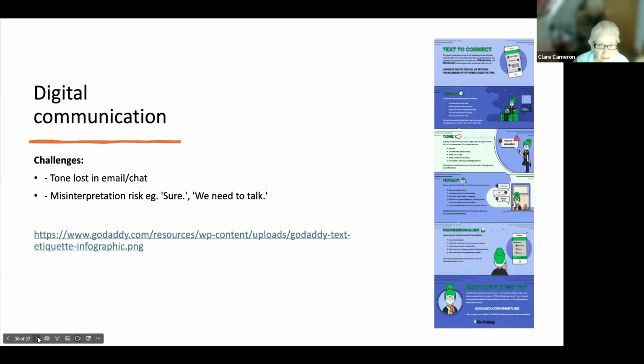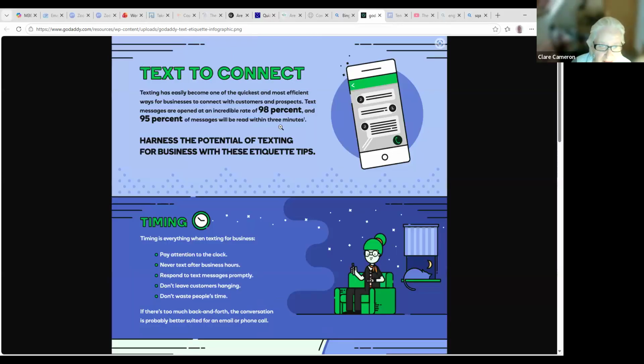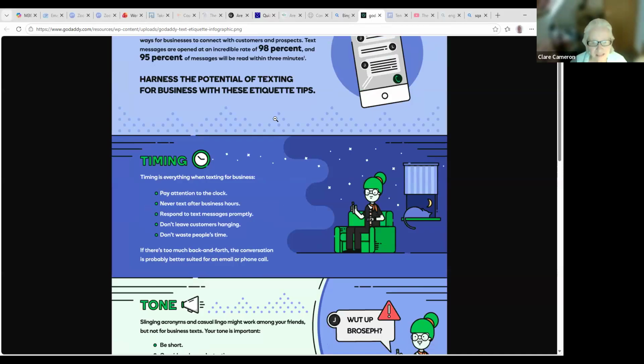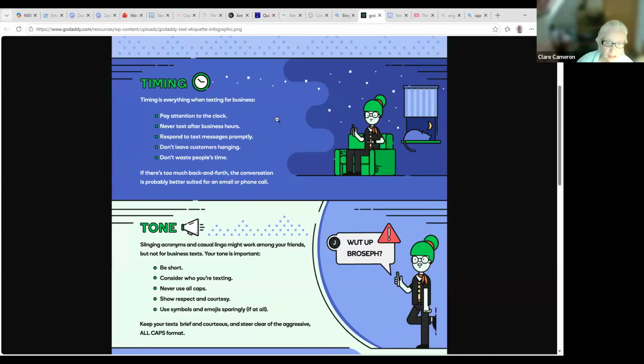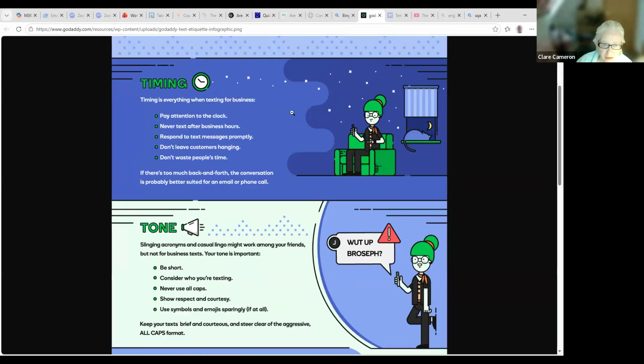Now, I'm not talking much about written communication, but I am going to say a little bit about texting and digital communication because we do sometimes text our learners. So texting. It says business, but it's also for teaching. So pay attention. You can read this yourselves.